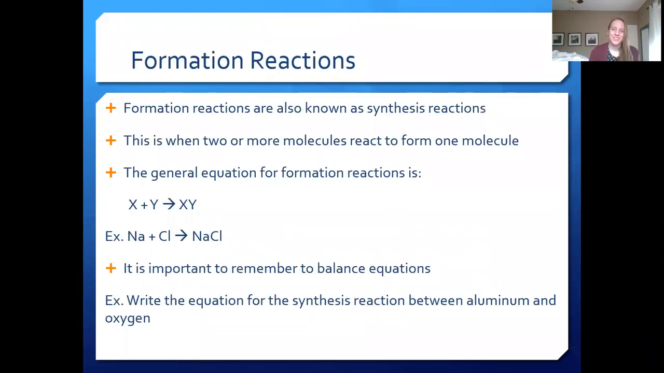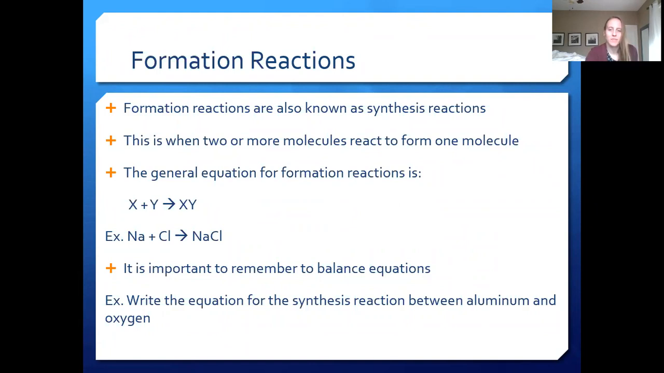So formation reaction, again, also called synthesis reaction. This is when you have at least 2 molecules and they combine to form 1 molecule. Again, don't forget to always balance your chemical equations. So at the bottom there, it says write the synthesis reaction between aluminum and oxygen.